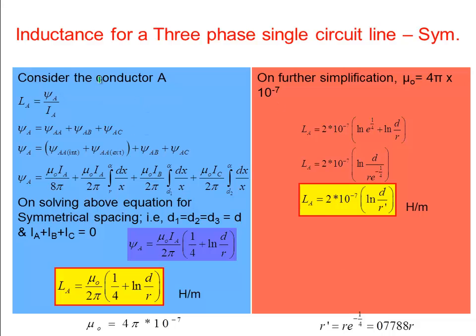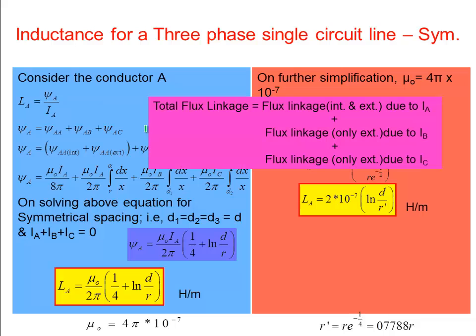So again come to the equation, consider the conductor A, the inductance of conductor A equal to psi A by Ia, and in order to calculate the flux linkage on conductor A it is equal to psi AA plus psi AB plus psi AC. Because we are having three conductors, the total flux linkage equals flux linkage internal plus external due to current Ia, plus flux linkage because of current Ib, flux linkage because of current Ic.